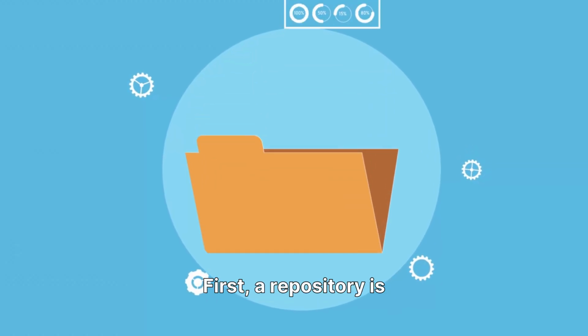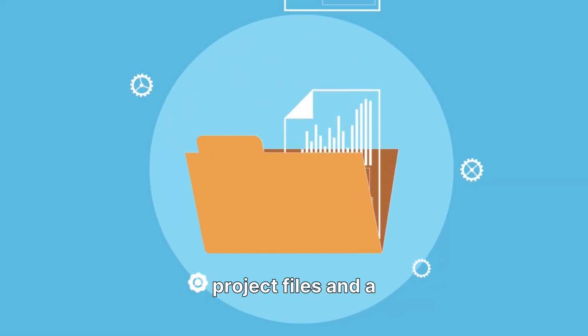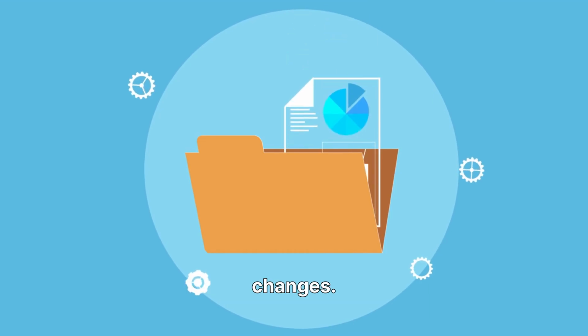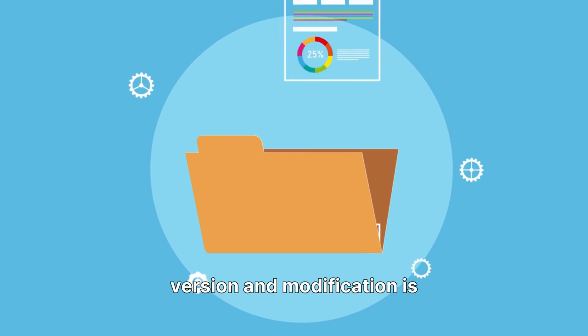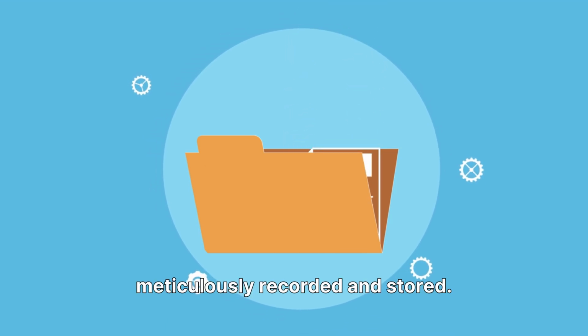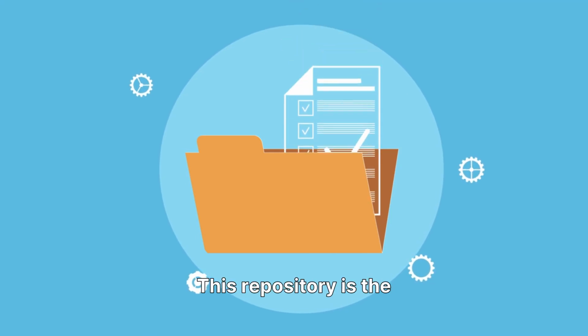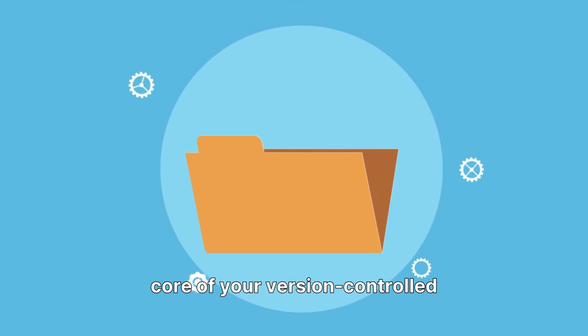First, a repository is a directory containing your project files and a complete history of their changes. Think of it as the central hub for your project, where every version and modification is meticulously recorded and stored. This repository is the core of your version control project.